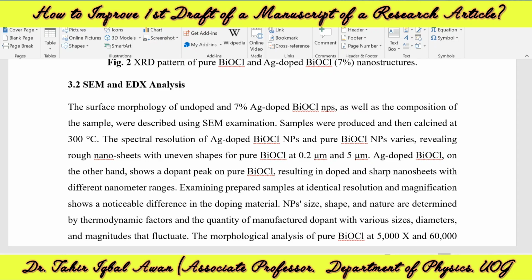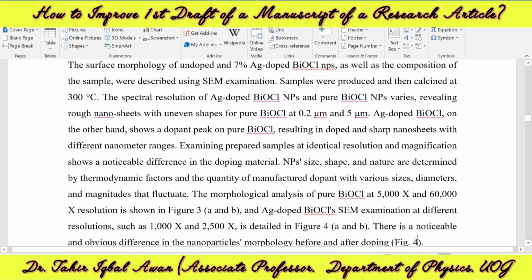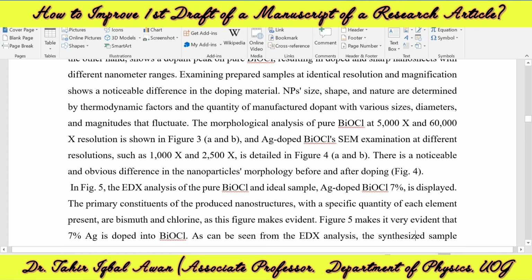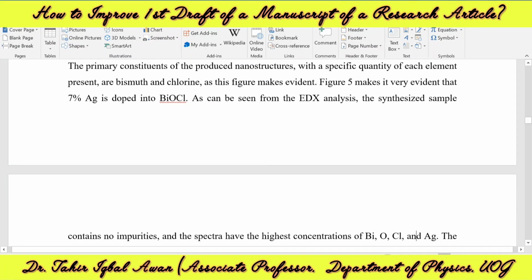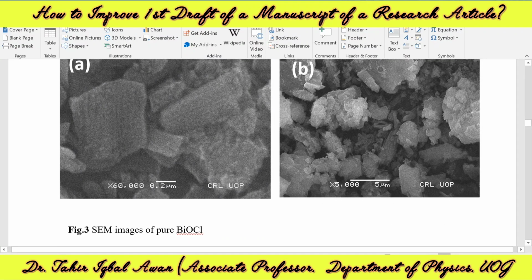And then let's move on to the SEM and EDX analysis. Again, I would suggest these X should be replaced with the symbol ×, and then that looks reasonably good.